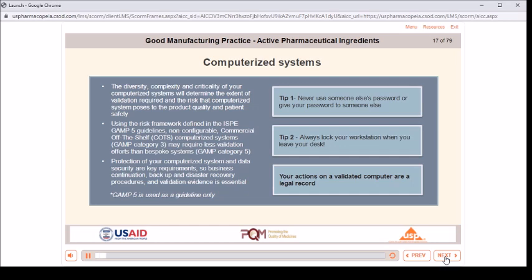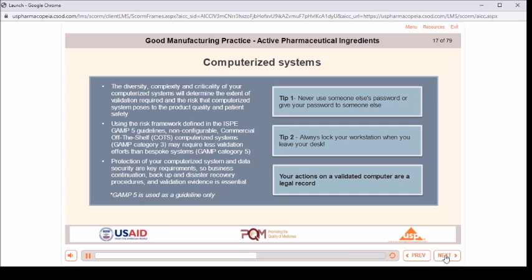Computerized systems. The diversity, complexity, and criticality of your computerized systems will determine the extent of validation required and the risk that computerized system poses to the product quality and patient safety. Using the risk framework defined in the ISPE GAMP5 guidelines, non-configurable, commercial off-the-shelf (COTS) computerized systems, GAMP Category 3, may require less validation effort than bespoke systems, GAMP Category 5.